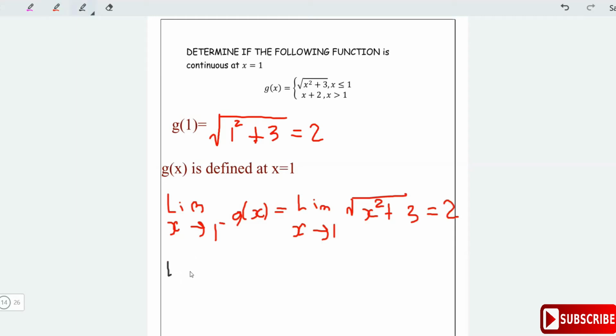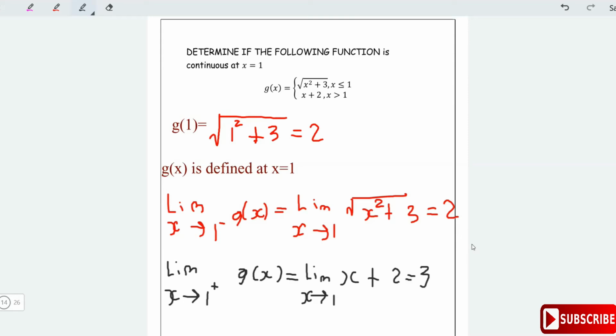So the limit as x approaches 1 from the right-hand side is going to be equal to the limit as x approaches 1 of, that looks like x plus 2. So x plus 2, and we'll plug in x as 1 right there, and 1 plus 2 is 3. Now these two are not equal.